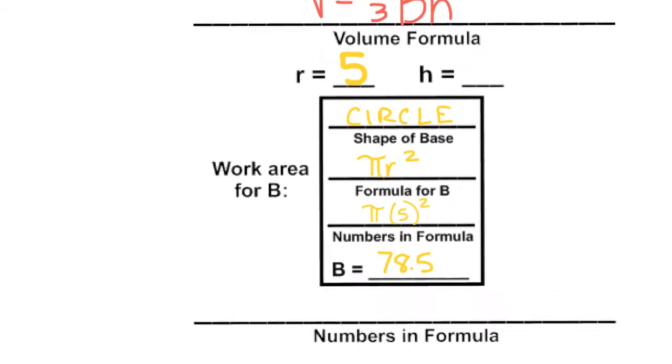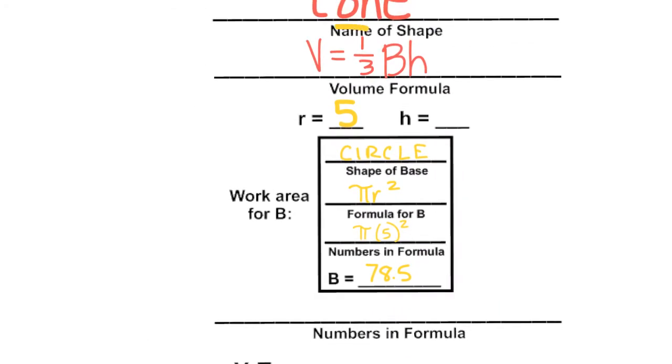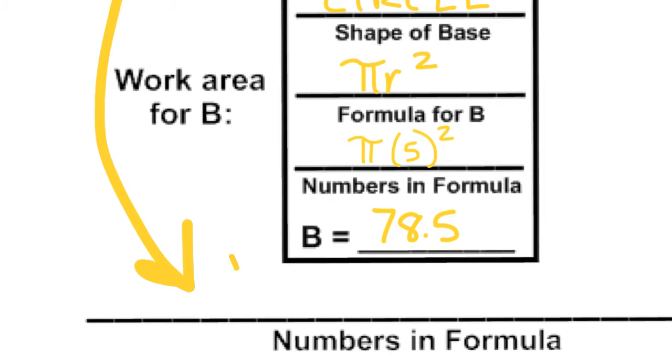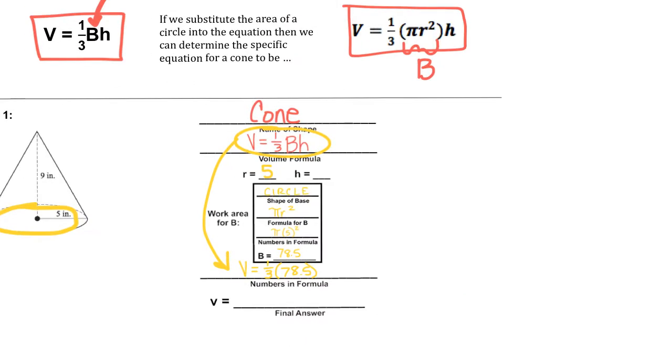Now here is where students get mixed up. They forget that we are using this formula. We have to always look back to our formula. So the volume will be 1/3 times the area of the base, 78.5, times the height. Let's go find that height now.